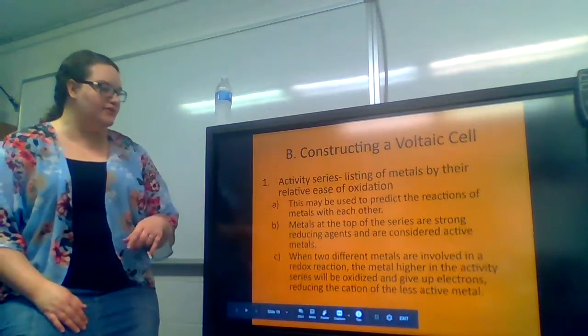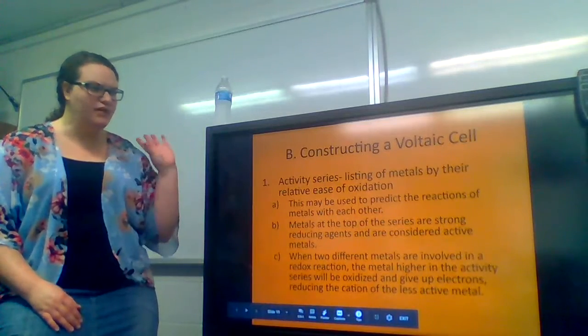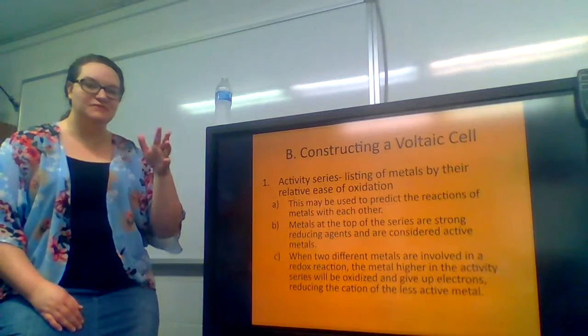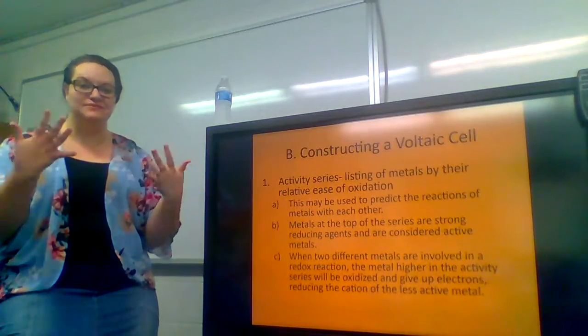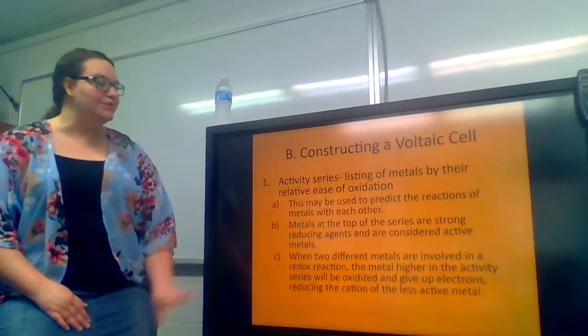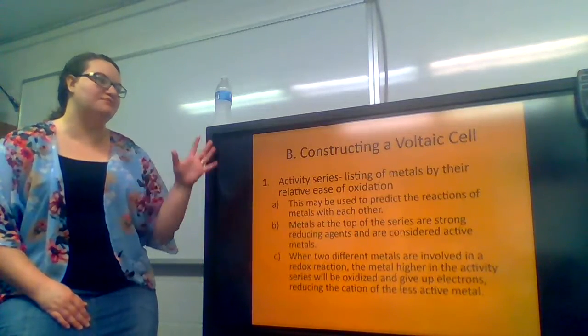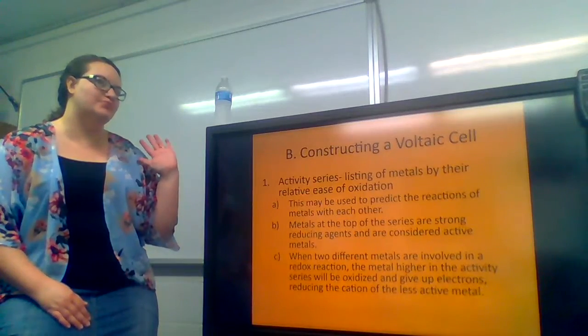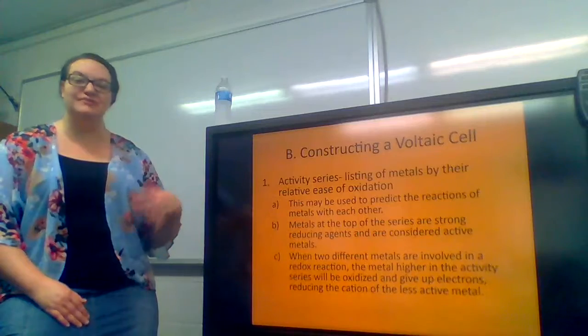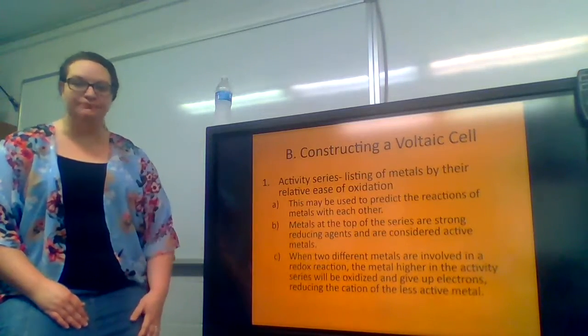So constructing a voltaic cell, we were going to do this in person. We're not going to do it now because the circumstances are not going to allow us to do it. So here's just some information, since we're not going to do it, that you need to be familiar with for when it comes finals time, all right?